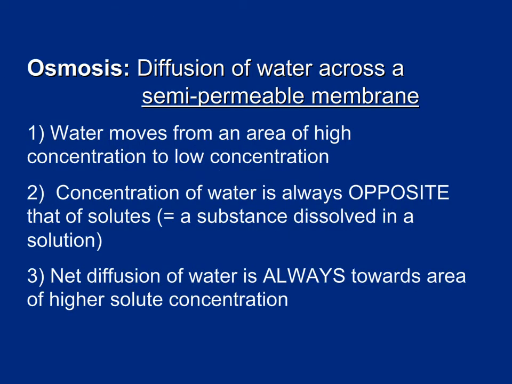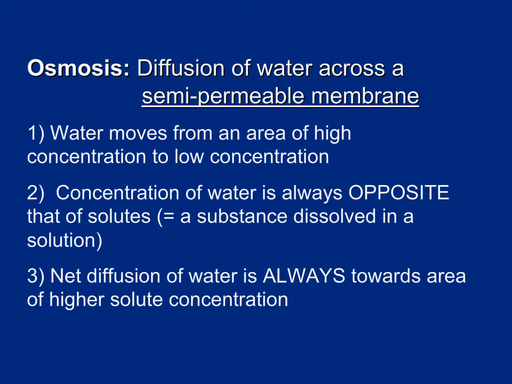So now that we've talked about simple diffusion, we're going to go on to talk about a special case of diffusion called osmosis. Osmosis is the diffusion of water across a semipermeable membrane. And in most cases, the membrane we're talking about is the cell membrane. Now, just like any other substance, water diffuses by going from an area of high concentration to an area of low concentration. That is, it likes to go from an area where there's a lot of water to an area where there's less water.